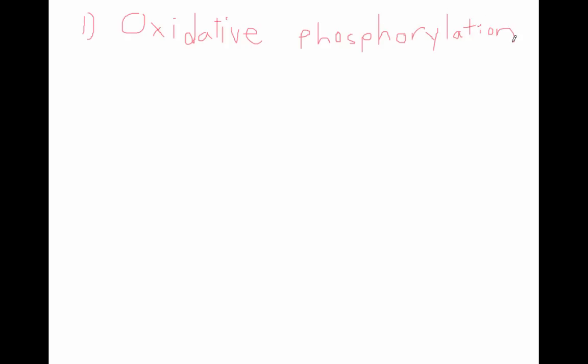This is the phenomenon that occurs in our mitochondria, and it generates a tremendous amount of ATP. And we're going to talk about that towards the end of the semester when we talk about respiration and photosynthesis. But for now, you should just know that oxidative phosphorylation generates ATP in our cells.